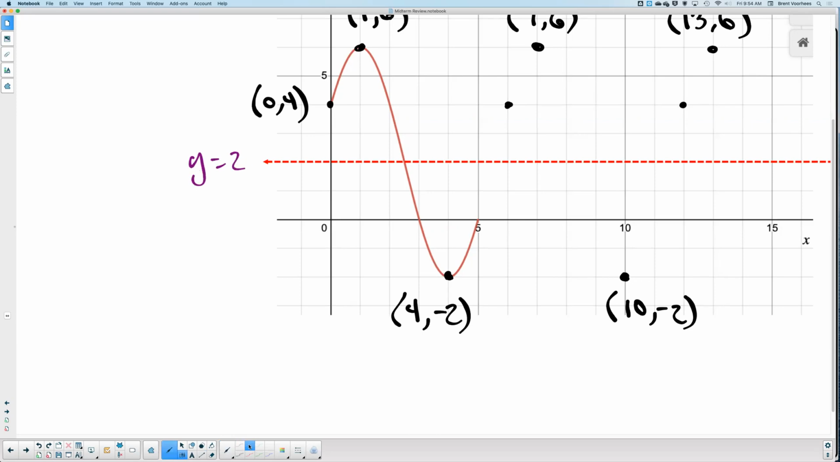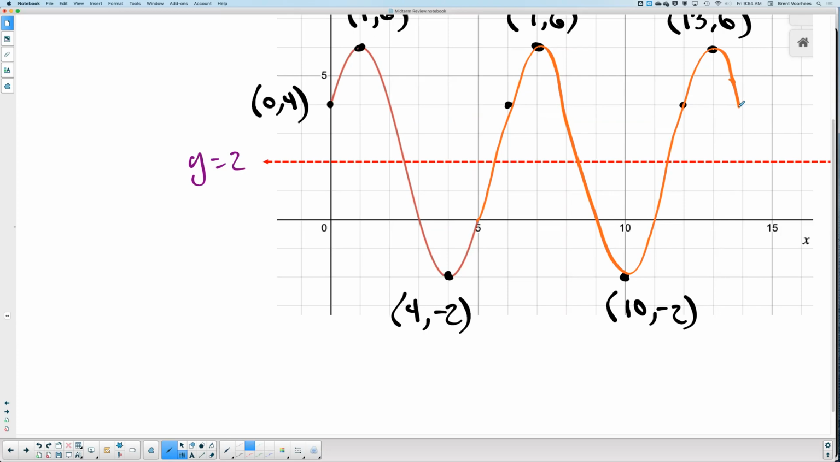So we go to graph this. Let's pick it up from here. We go through there, through there. It says go to 15. So where would 15 be? Let's see.